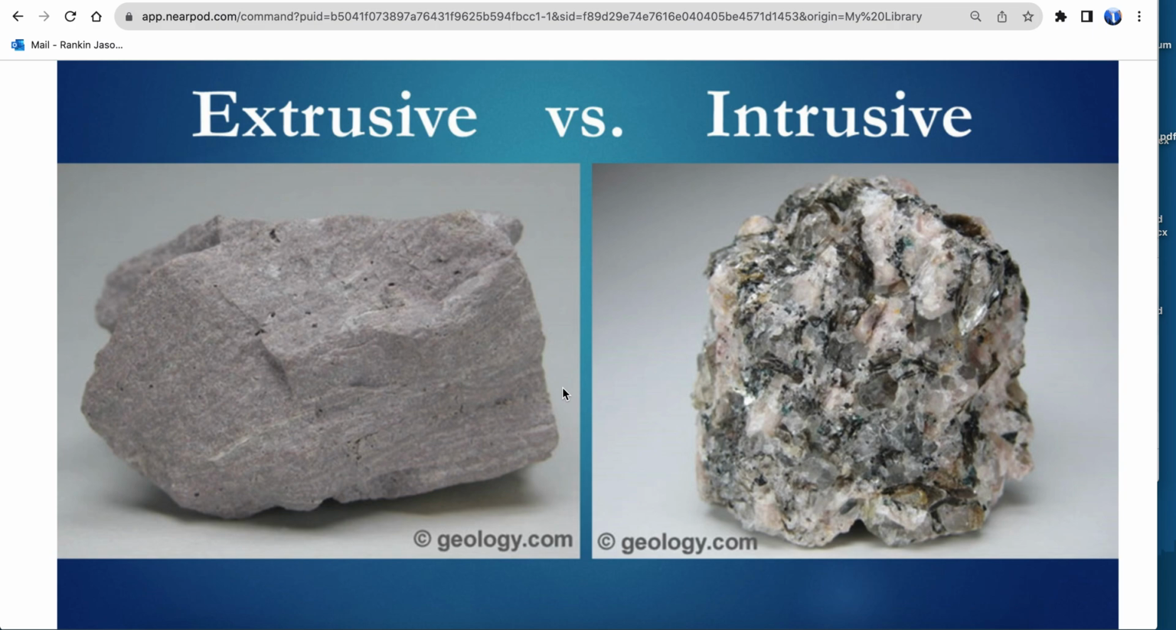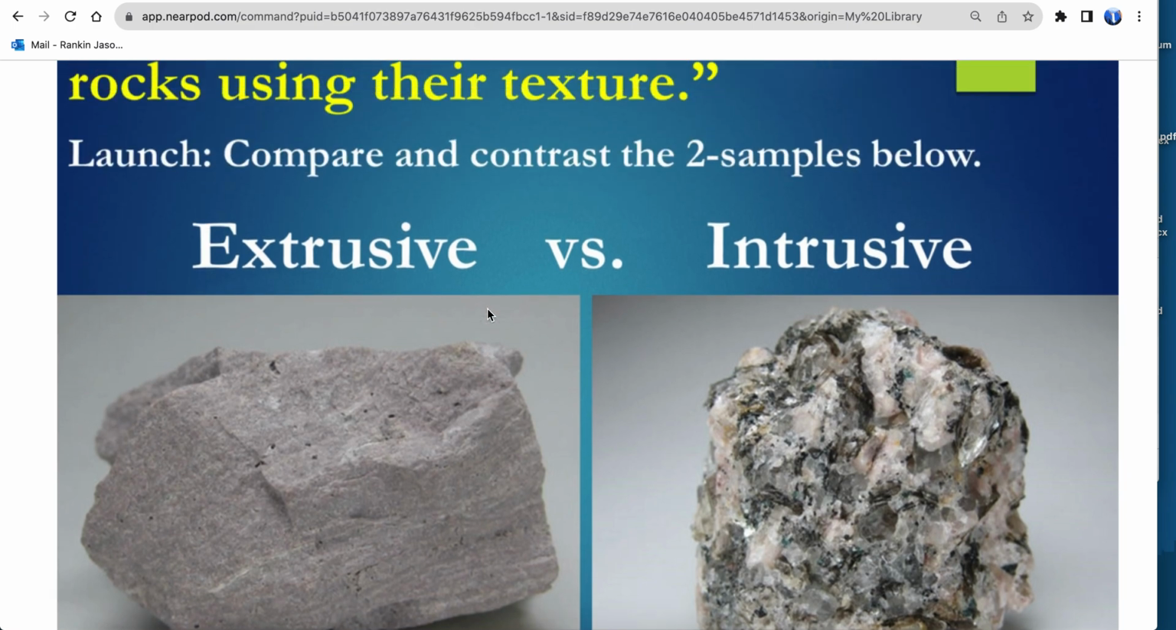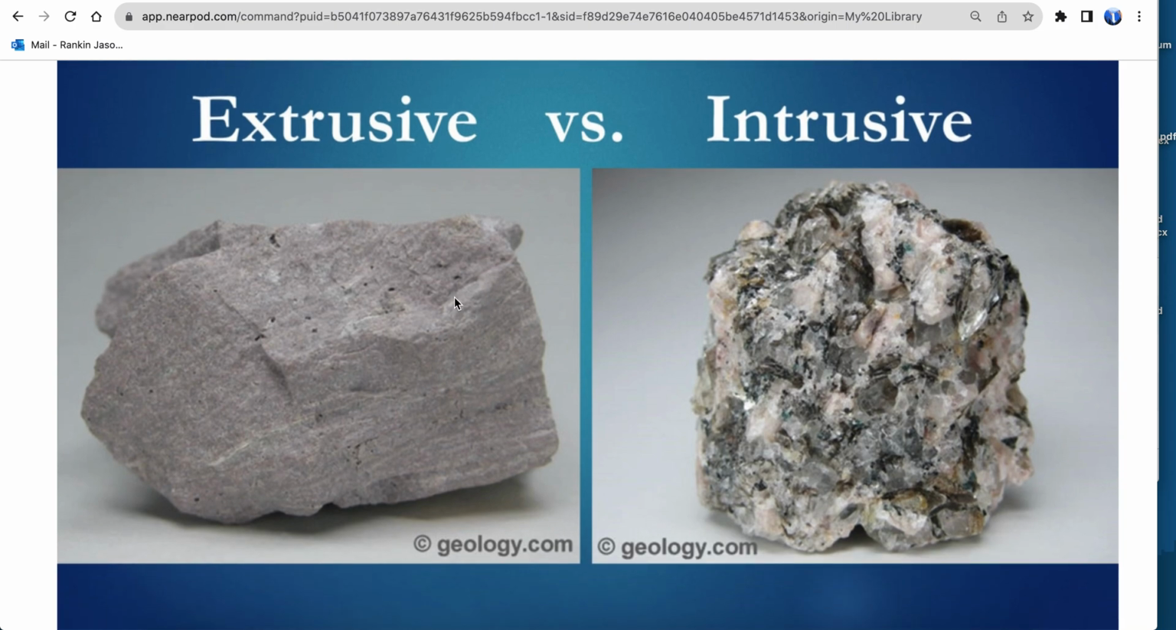All right, so what should stand out to you is some crystals. Every rock contains minerals, whether it's igneous, sedimentary, or metamorphic. All rocks contain minerals. Sometimes rocks contain one mineral, or they contain many minerals. Believe it or not, if I compare these two rocks, they have the same mineral composition.